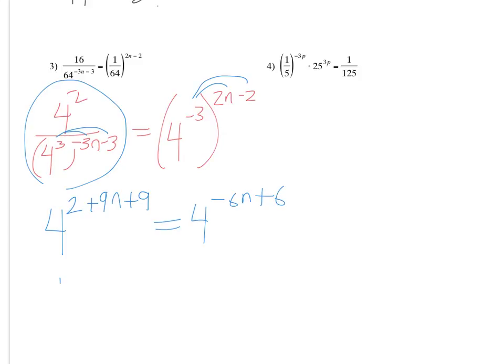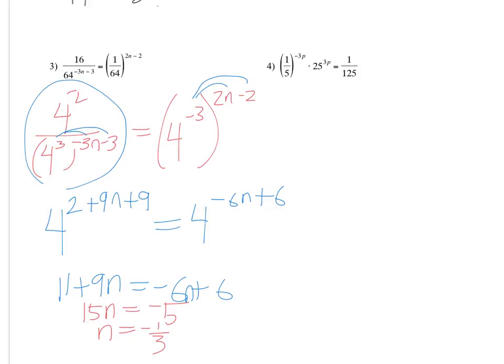Okay, now we're looking at 11 plus 9n is equal to negative 6n plus 6. I forgot an n there. I'm going to add 6n to both sides, so 15n is equal to, and minus 11 to both sides, 6 minus 11 is going to be negative 5. That means that n is equal to negative 1/3.